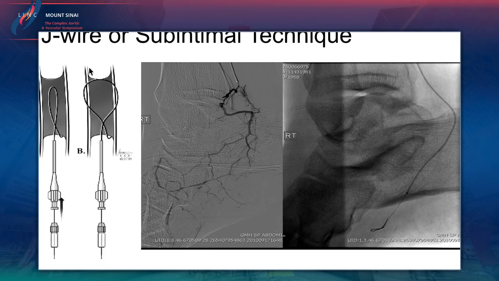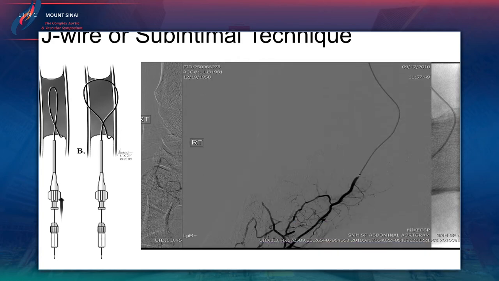We also have the J-wire, the subintimal approach. Everybody knows this approach. Obviously, we use it a lot in the SFA pop. In the tibial, it's better not to do this because we don't have stents. We don't like to use stents in the tibial vessels as much as we can. So if you can try to cross luminal way, it's probably better. But if you have to use it, it is obviously there, and most people are familiar with how to do this.